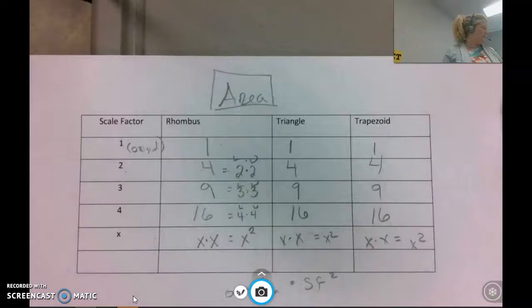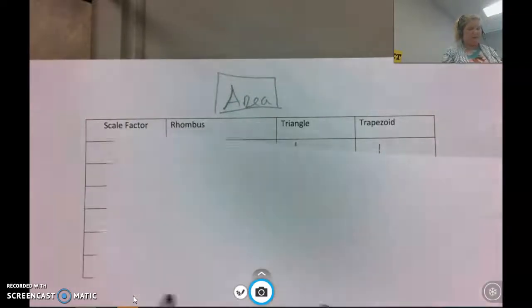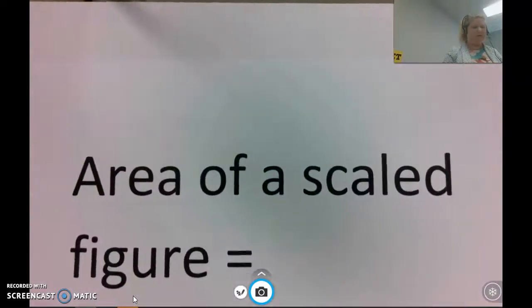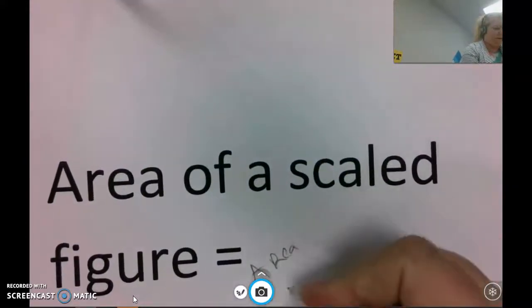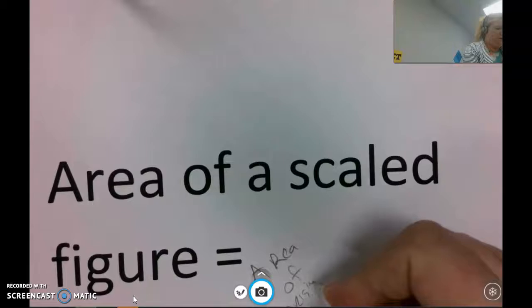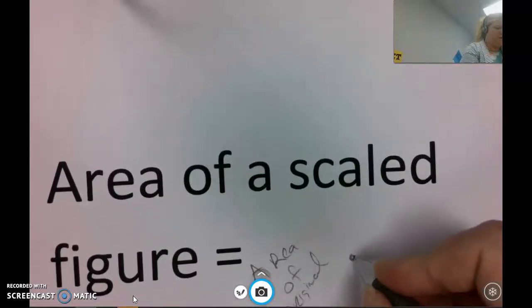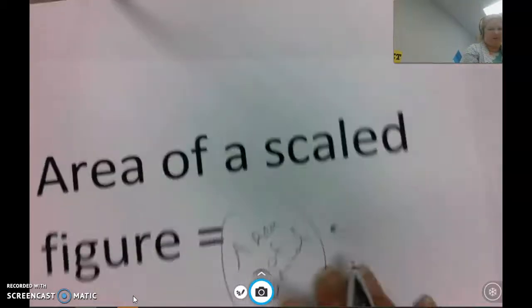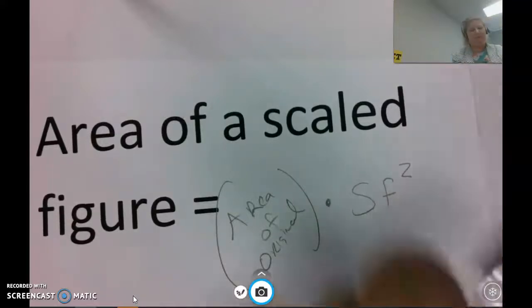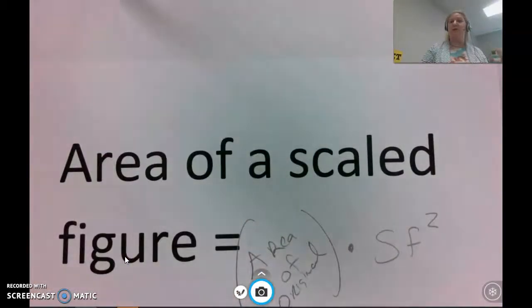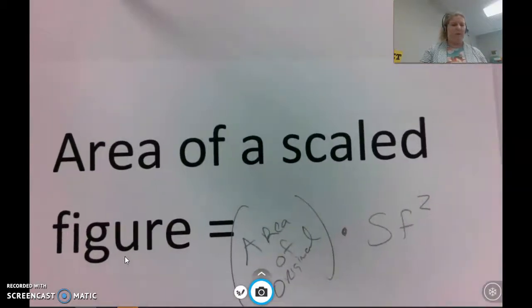All right. So, in conclusion, the area of a scaled figure is the area of the original times the scale factor squared. Now, I think for our purposes in 7th grade, this is a bit more complex than you have to understand.